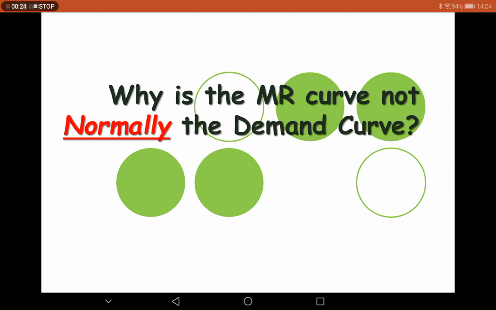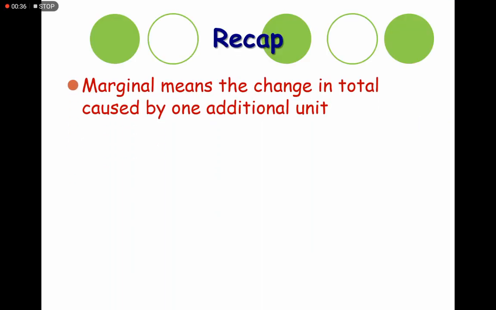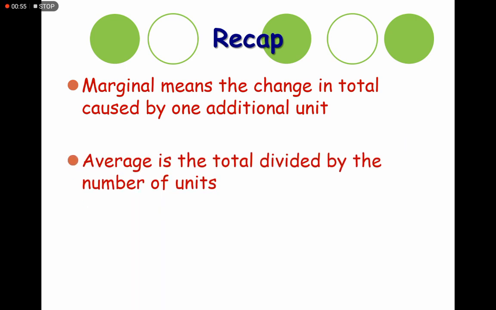We found out, didn't we, in perfect competition it was the same as the demand curve in that strange set of circumstances, but normally that's not the case. So let's start with a quick recap of what those two terms are. We know that the term marginal means the change in total caused by one more unit. So in this case, marginal revenue is the change in total revenue caused from selling one more unit. An average is simply a total divided by the number of units.